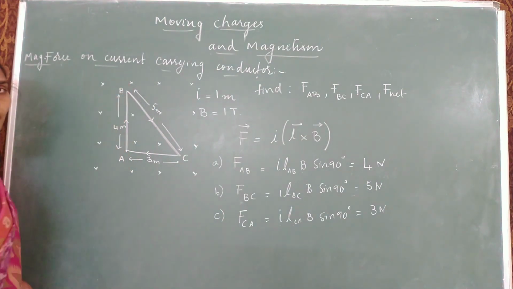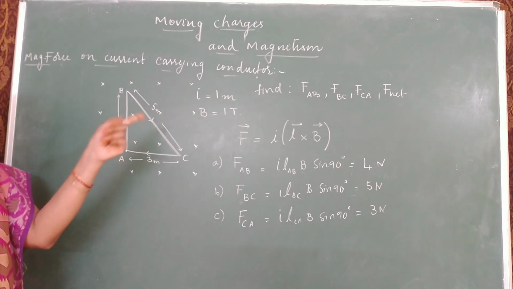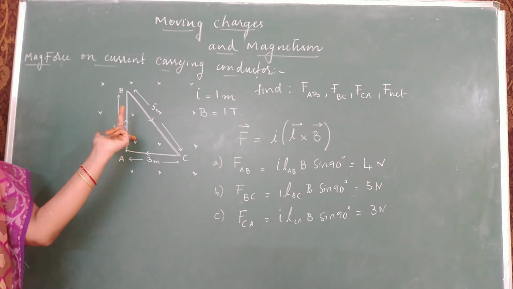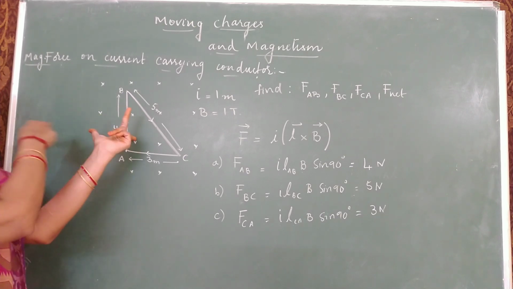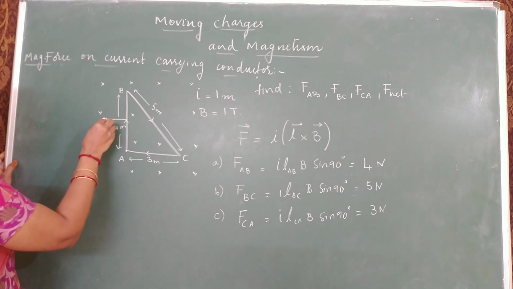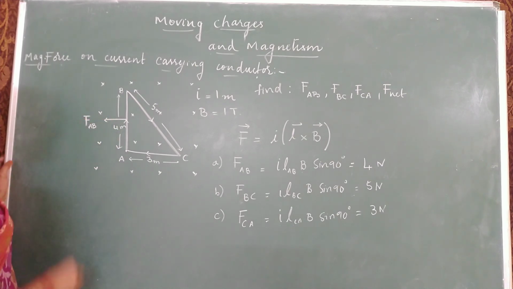First start with AB. The field is inward. The magnetic field is directed into the plane of the paper. The forefinger is indicating it. The current is in the upward direction. The thumb gives the direction of the magnetic force. So the thumb is pointing outward. This is the force acting on AB.